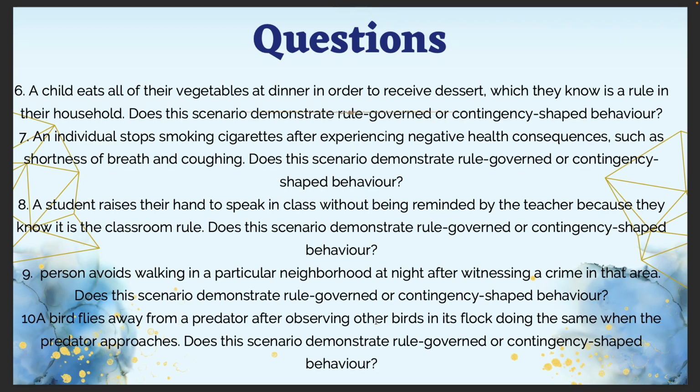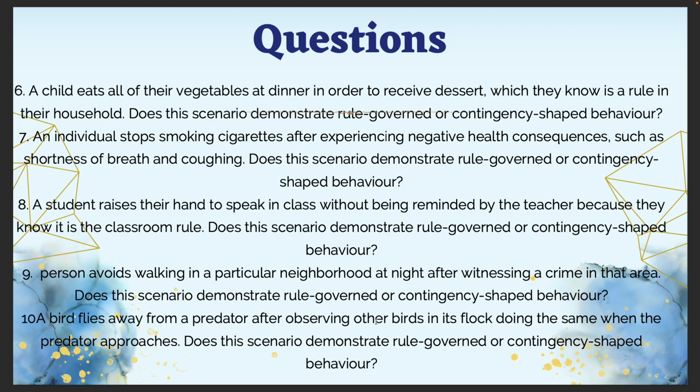Number 6, a child eats all of their vegetables at dinner in order to receive dessert, which they know is a rule in their household. So does this scenario demonstrate rule-governed or contingency-shaped behavior? And this one is rule-governed. So for this, this one actually said, which is a rule in their household. So for this one, it is definitely rule-governed.